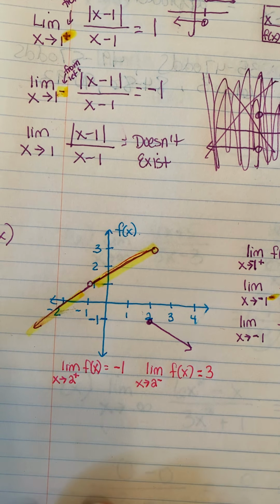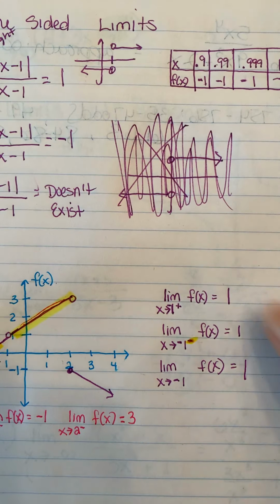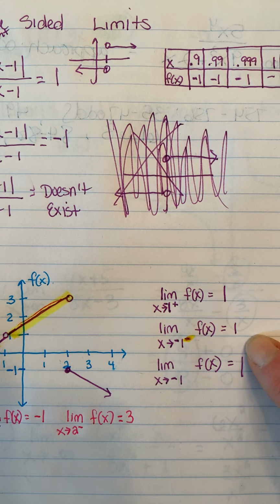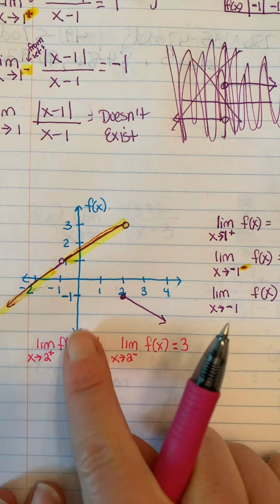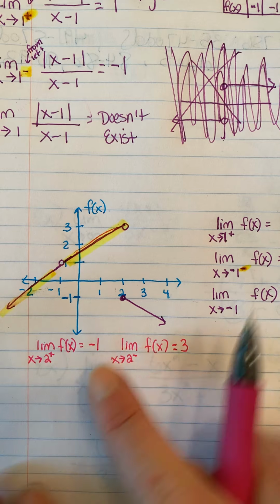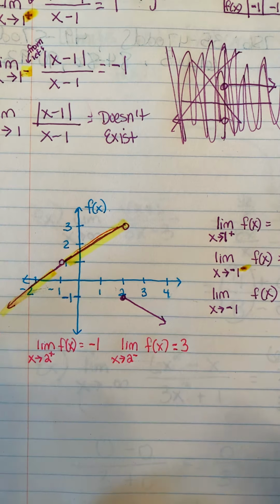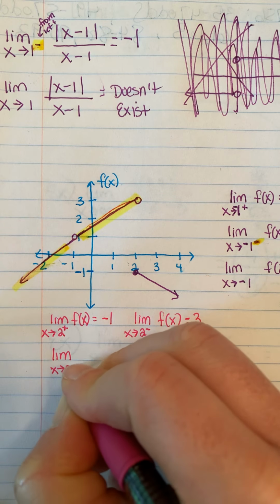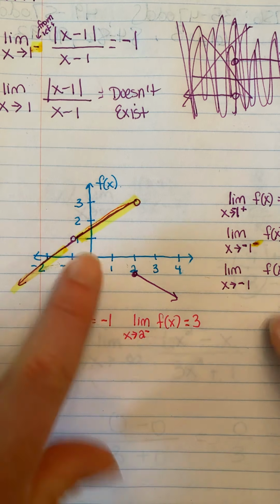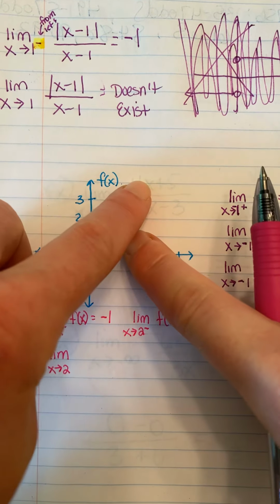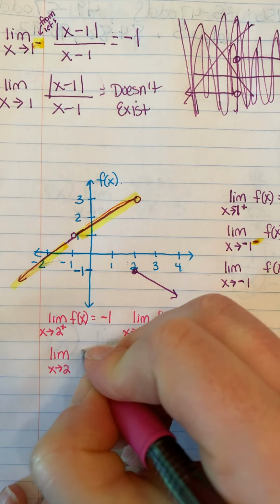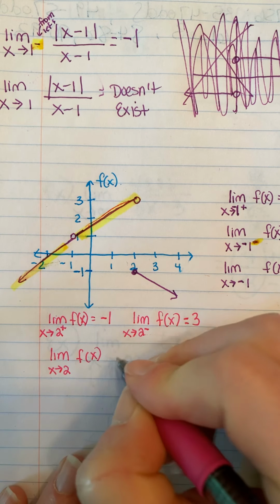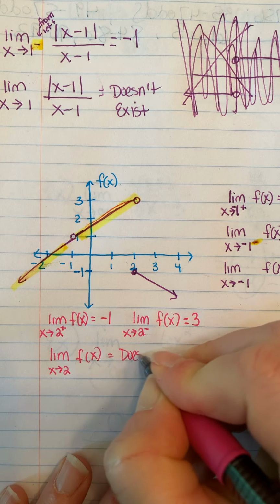Okay, unlike the last one, remember the last one, the left and the right were approaching the same thing. This one, the left and the right are approaching different things. And what that means is if I asked you to find the limit as x approaches 2, that statement implies from both sides. Since they do not approach the same value, we would once again write this doesn't exist.